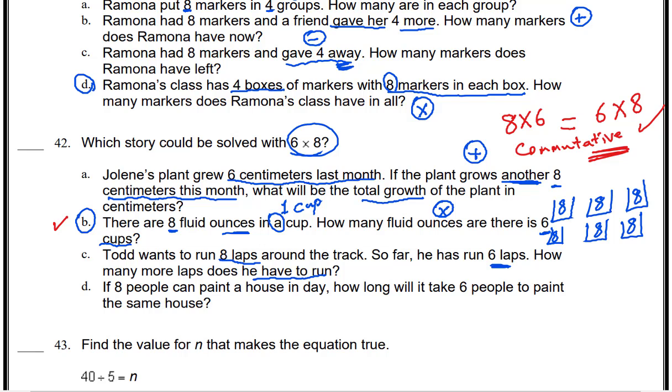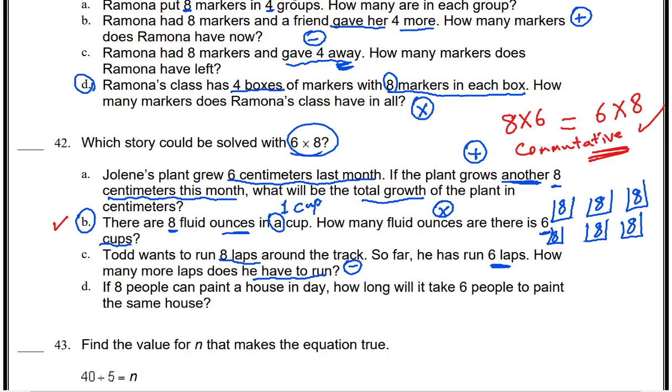Okay, consider yourself. If you need to do 8 laps and you did already 6, how many laps do you need to do now? 2. So this is minus. Yes. So this one is minus. Okay, and it's wrong. Let's see the last one.